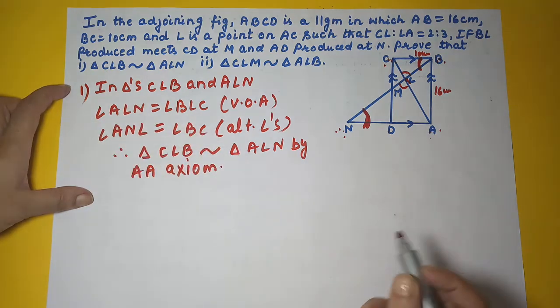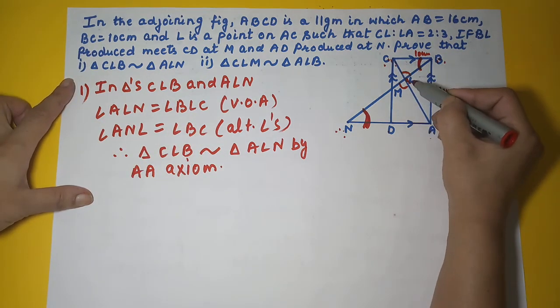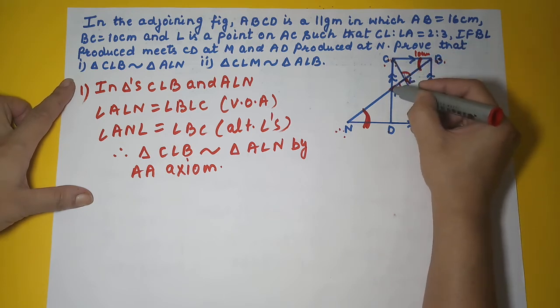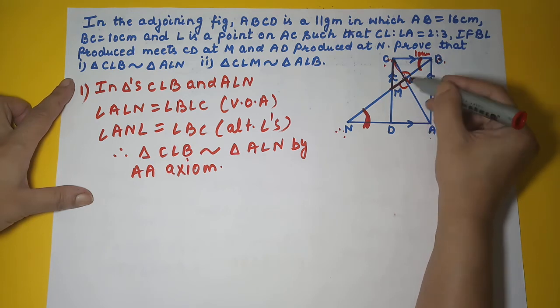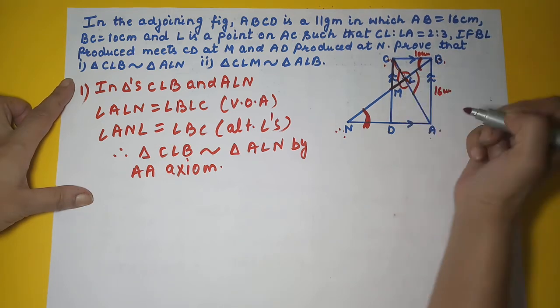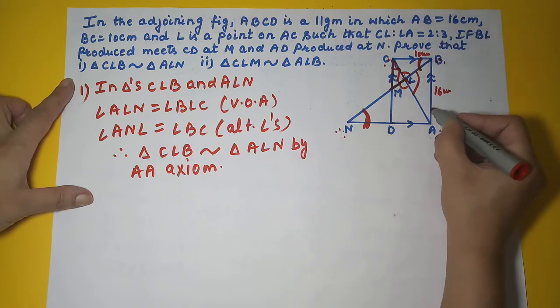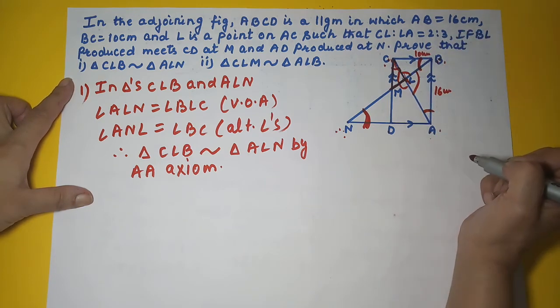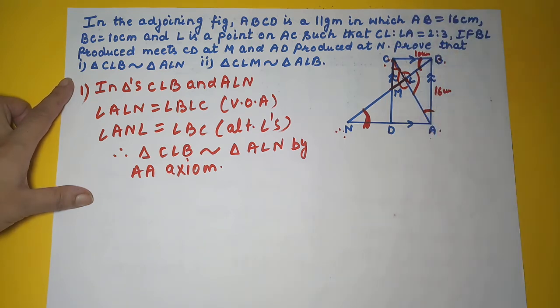Then you have to prove the second part. This was your first part. The second part is prove that triangle CLM is similar to triangle ALB. Okay. So again we have to look for two equal angles. One is this vertically opposite angle and another can be this, equal to this, alternate angles, because DC is parallel to AB and AC is the transversal, right? So we have proved these two triangles similar.